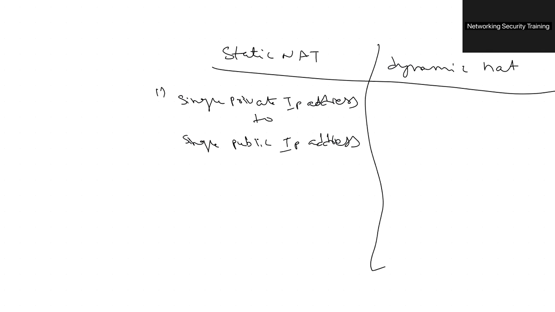And coming to dynamic NAT, it is the map of groups of private IP addresses to a pool of public IP addresses.